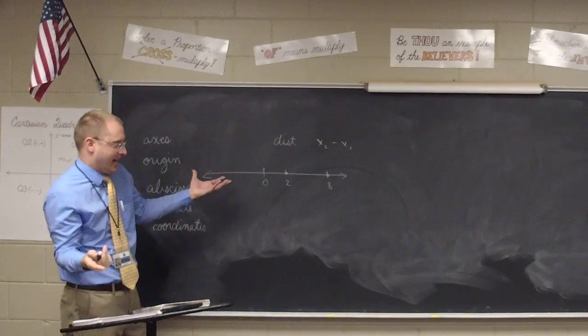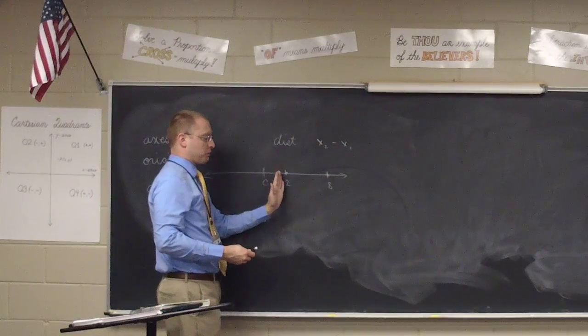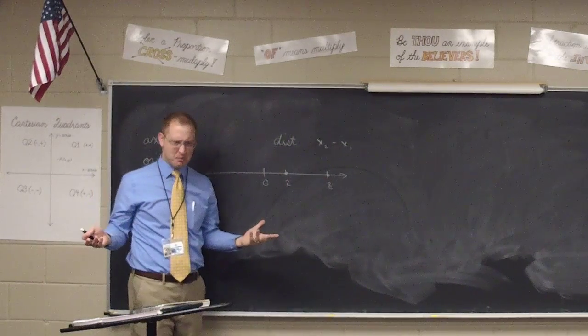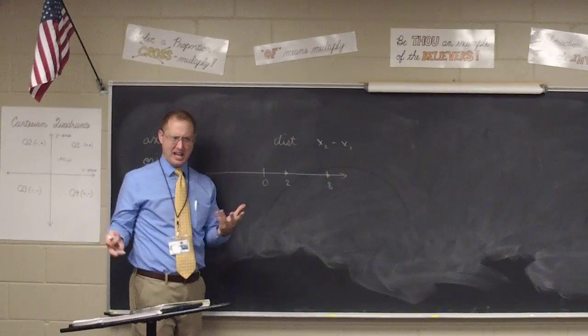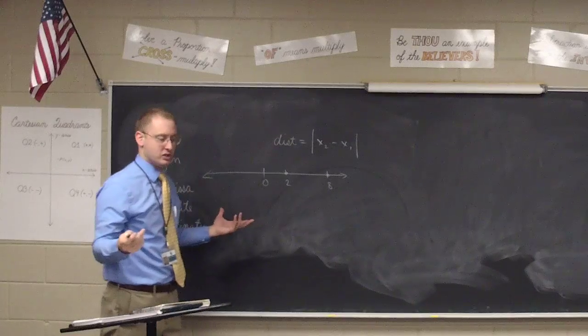Let's just say it's on the x-axis. We just subtract the points. However, what if you looked at this as point 2 and this is point 1, 2 minus 8, they're negative 6 apart? Does distance really have a negative aspect to it? No. So we say that distance can be found by the absolute value of the points subtracted.